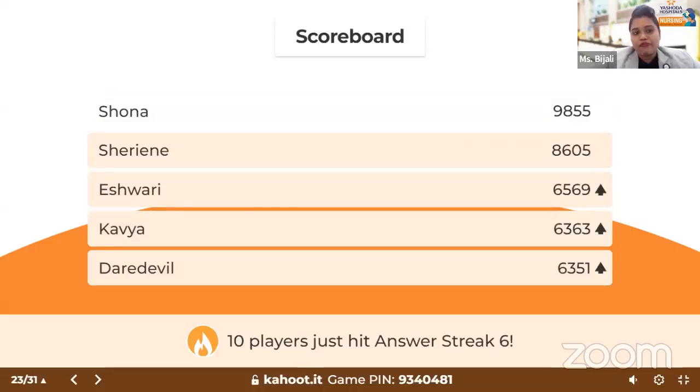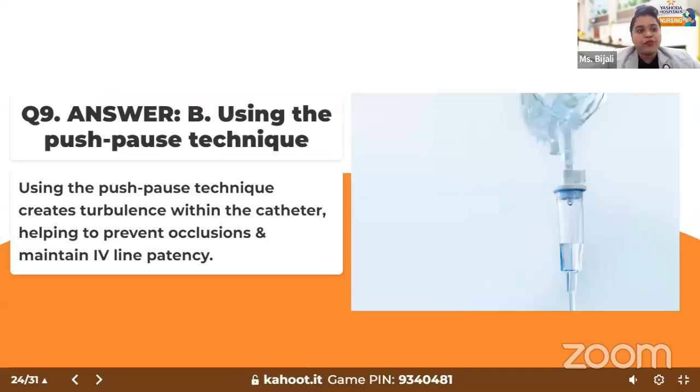So next we are having Sherry. Next is Ishwari. So we can see here the rationale: using the push pause technique creates turbulence within the catheter, helping to prevent occlusion and maintain the IV line patency.